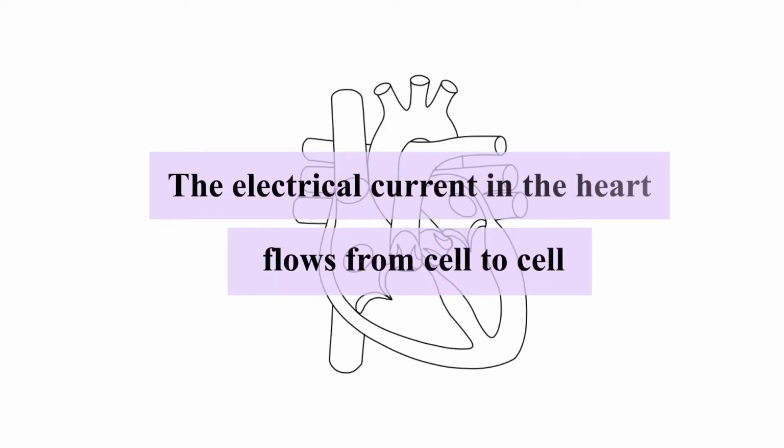Number 1. The electrical current in the heart flows from cell to cell. The heart's electrical current originates in a group of cells in the right atrium, known as the sinoatrial node, SA. These cells are also known as pacemaker cells.